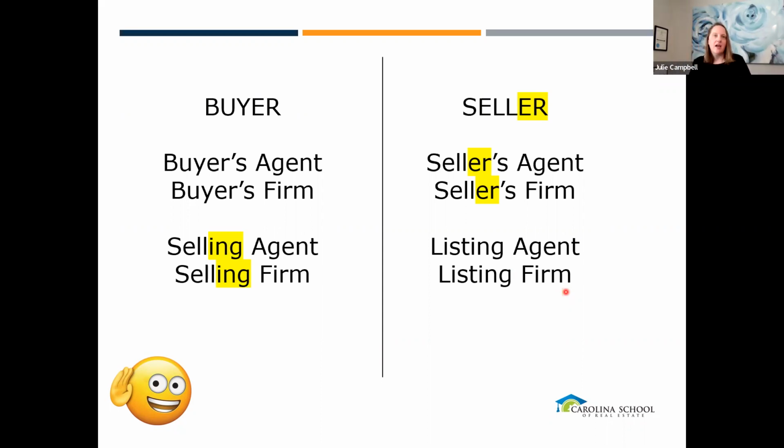Do you see the ing? I need you to see the ing. What's the activity? You are selling the property to the buyer. So our forms refer to the buyer's agent as the selling agent, selling firm. And then on the other side, you have the seller's agent, seller's firm. But other terminology we see in our forms is the listing agent and the listing firm. Again, what's the activity? That's what the ings are referring to. So you're listing and or selling, depending on whether you're working with the buyer or the seller.